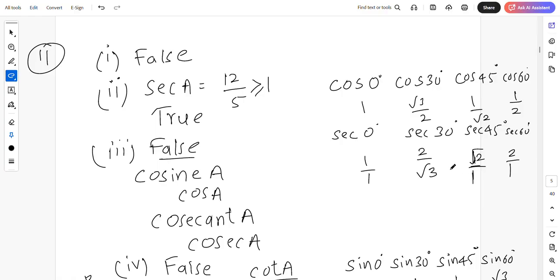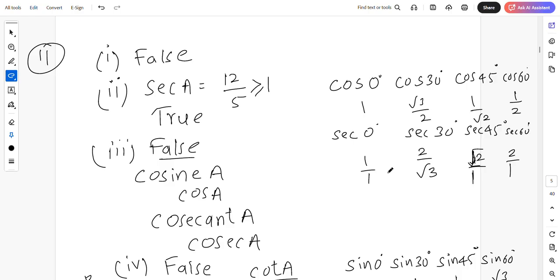Hope you understood this. Cos 0 is 1, cos 30 is root 3 by 2, cos 45 is 1 by root 2, cos 60 is 1 by 2. Secant 0 is 1. Secant 30 is 2 by root 3, secant 45 is root 2 by 1, and secant 60 degree is 2 by 1. Hope you understood this one.